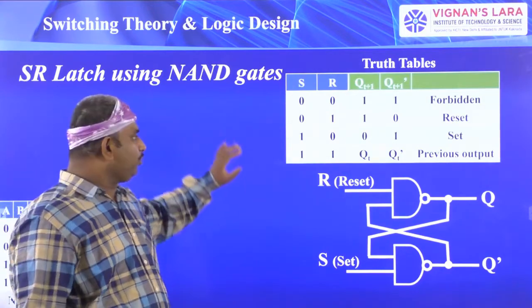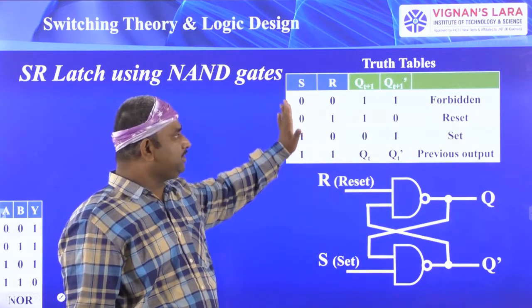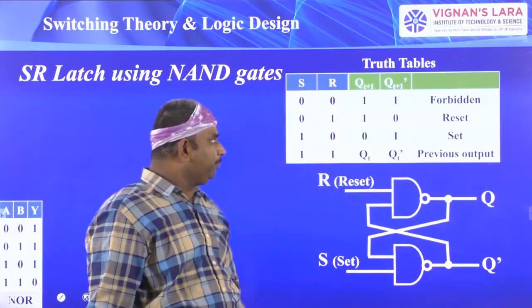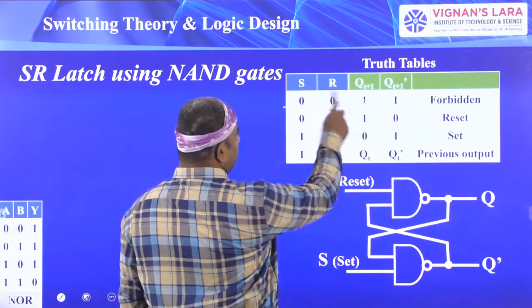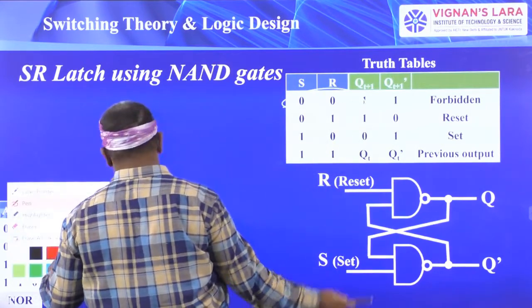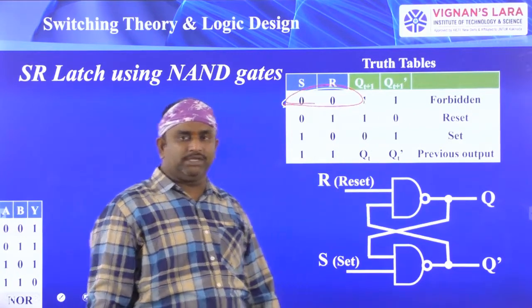So see the truth table once again. Here we have the 0 0, 0 1, 1 0, 1 1 combinations. For those combinations, these are the outputs. So for 0 0, here we have the forbidden state. This is the invalid or forbidden state for the SR latch using NAND gates.